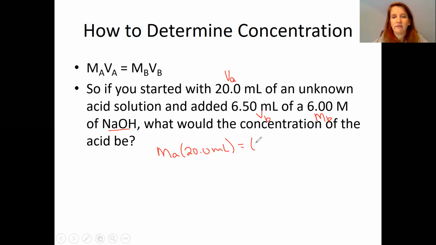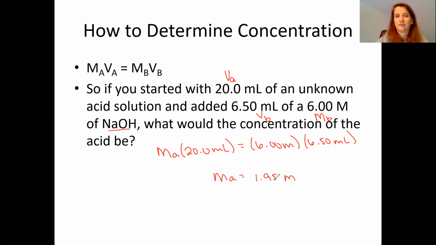We know that the molarity of our base is 6.00 molar, and we're using 6.50 milliliters. You can keep it in milliliters as long as you have milliliters on both sides. So in order to solve for the molarity of our acid, we're going to take our 6 times 6.50, and we're going to divide that by 20 to get the molarity of the acid by itself. And we should have 3 sig figs, so we should have 1.95 molar solution of the acid.